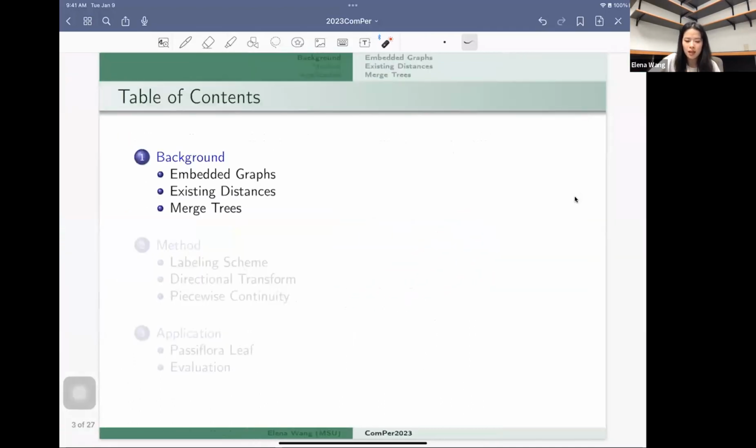So in my talk today, I'll first give some background on embedded graphs and some existing distances, as well as our topological signature, merge trees. And then I'm going to go through our distance method as well as an application at the end.